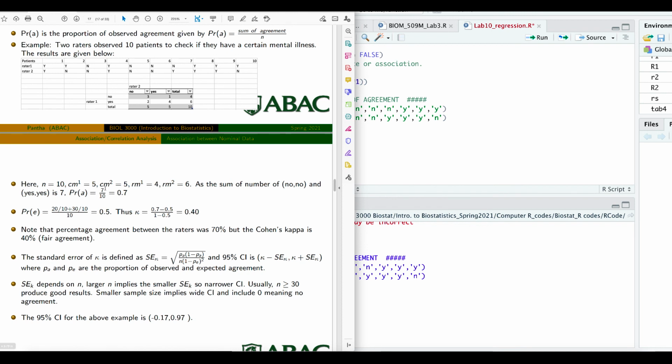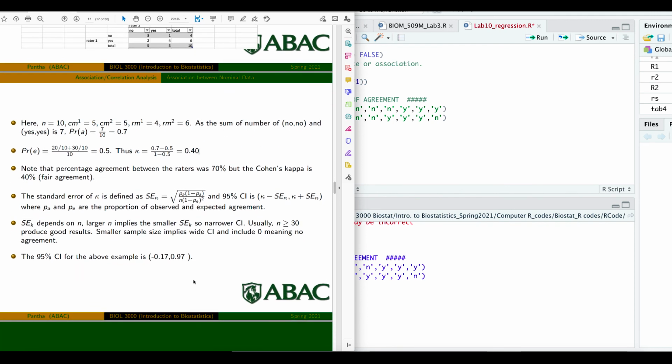Smaller sample size implies a wide confidence interval, and it may include 0, meaning no agreement. If you find the 95% confidence interval for this one, kappa minus SEK and kappa plus SEK will give you negative 0.17 comma 0.97. So it includes 0, right? That means no agreement. The reason is that the sample size was too small here. Whenever the sample size is big, this value is big and the SEK is small. As a result the confidence interval will have a smaller width.